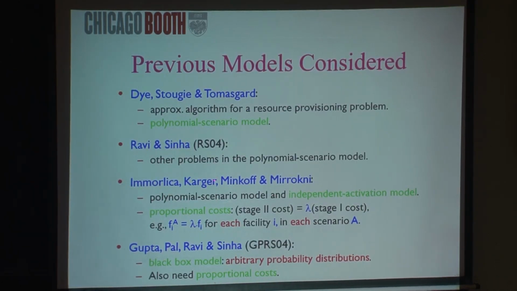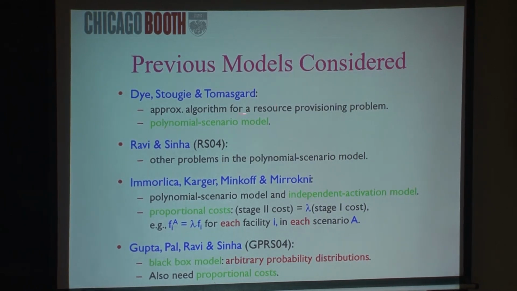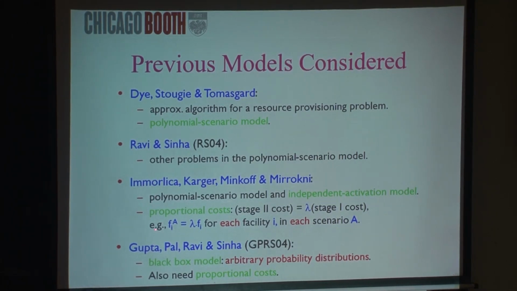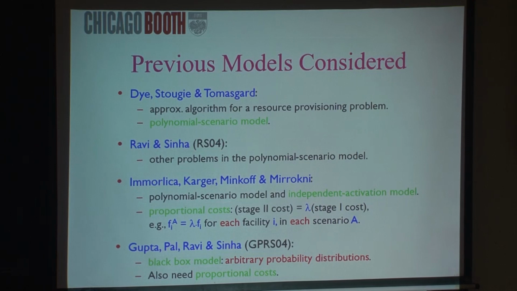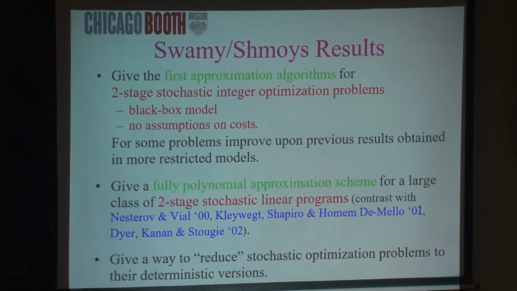Okay, just to give some background, this paper has an approximation algorithm for one kind of resource provisioning model. Ravi at Carnegie Mellon has a number of papers in this area. Here's another set of papers with proportional costs. Here's a specific kind of paper. Now I'll talk about Swamy and Shmoys's result.